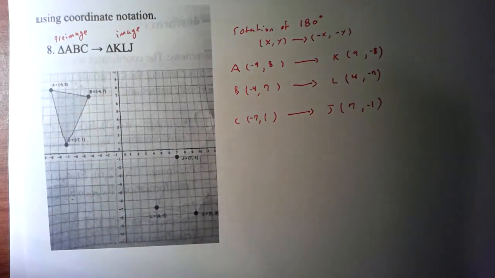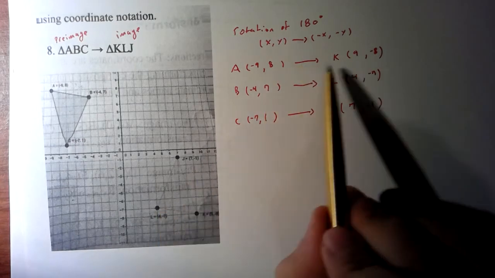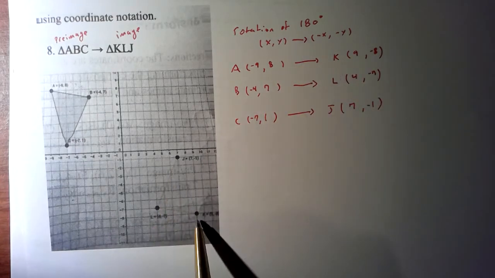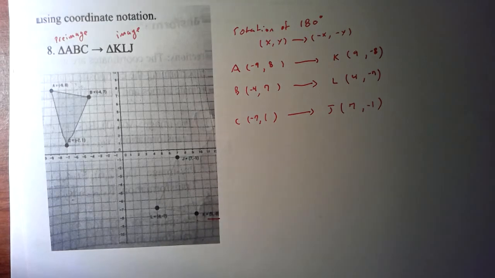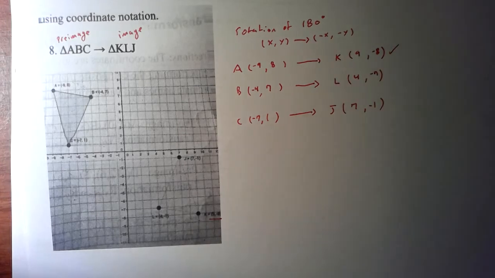Now we're going to confirm that that's what happens. So where's K in our picture here? K is down here. And if you look carefully, what are the coordinates of K? Aha! Coordinates of K are 9 and negative 8. So that checks out. So good, that one worked.